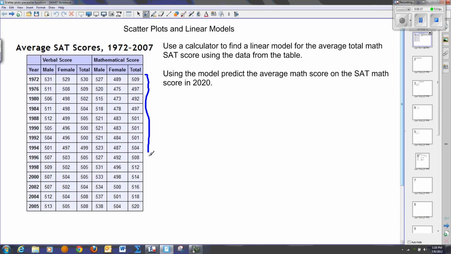What we're going to do is put all these values into the calculator, and use them to do a scatter plot, and then draw what we call a best fit line or a least squares line that best describes that data, and we're going to find an equation for that. And using that equation, we're going to find the predicted value of the total math SAT score in 2020.